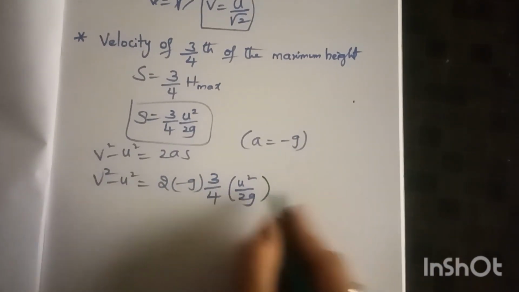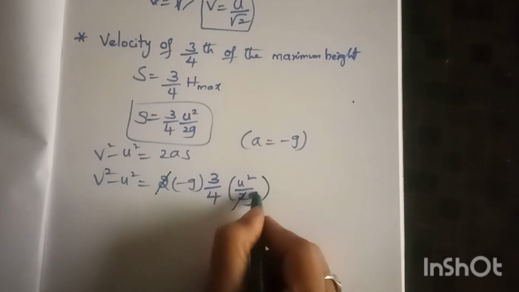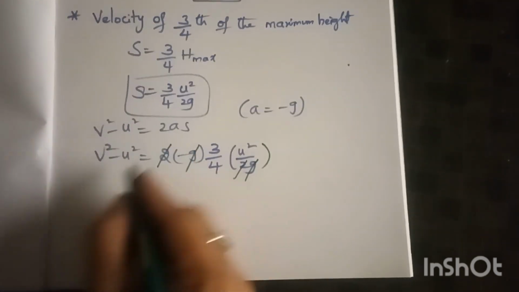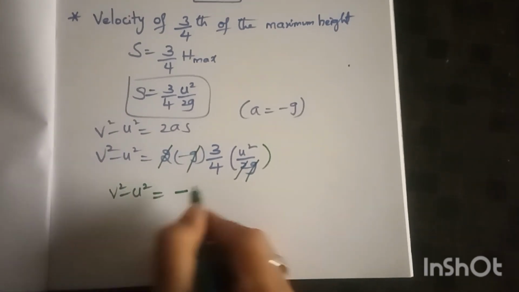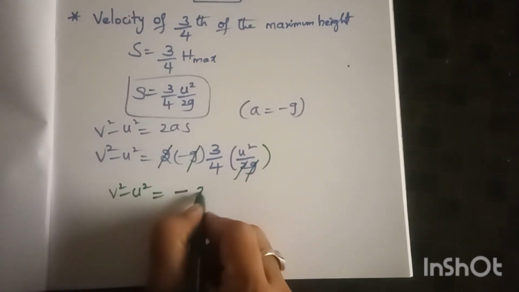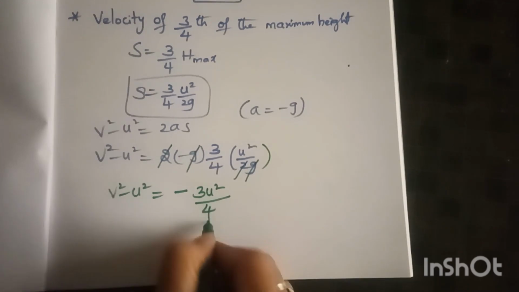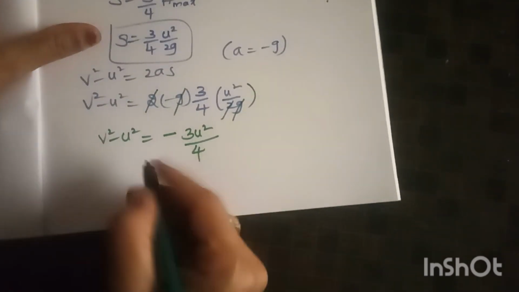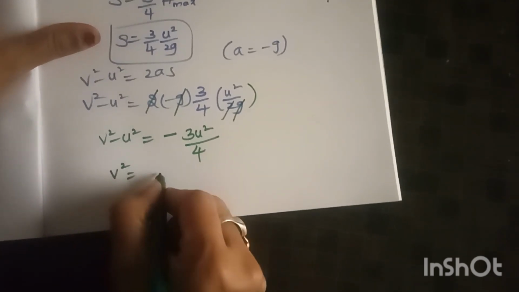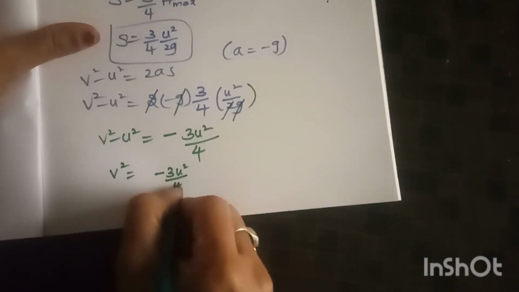G will be cancelled here. So what you will get? V square minus u square equals to minus 3u square by 4. So send minus u square to right hand side. V square equals to minus 3u square by 4 plus u square.